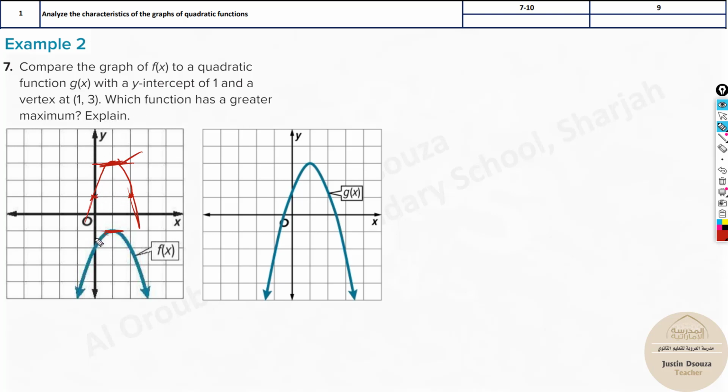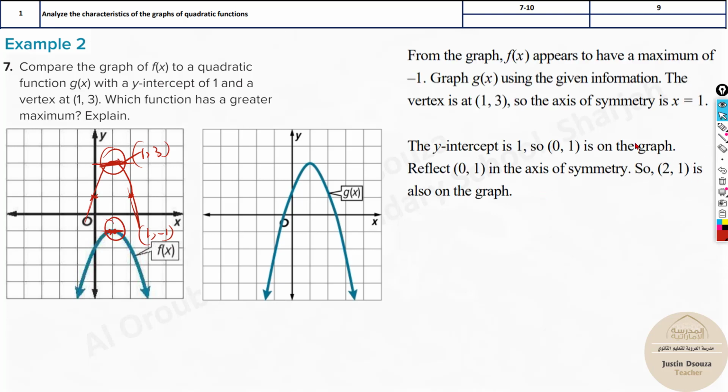The y-intercept is over here, and the vertex over here is at (1, -1). The vertex over here was given also, (1, 3). The maximum point is at 3 here, whereas the maximum point over here is -1. We can see the axis of symmetry. Let's see where the midpoint is. You can see this is the same axis of symmetry for both. Okay, that's the axis of symmetry.